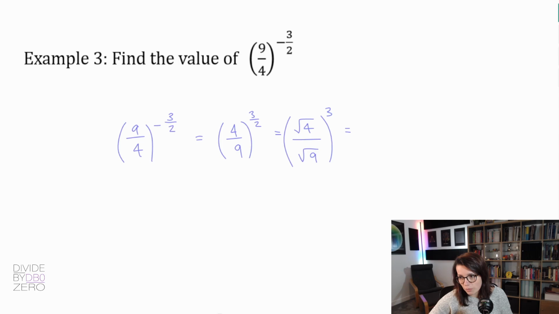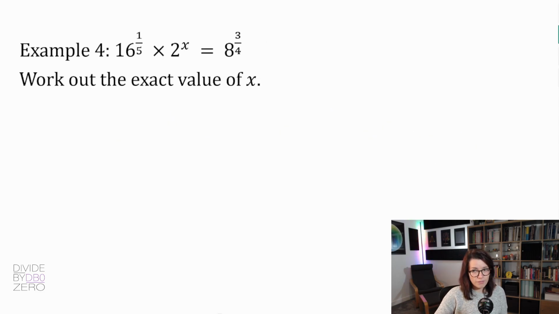So separately, that would be 2 over 3 to the power of 3, and then 2 cubed over 3 cubed, which is 8 over 27. Example 4. Involving some algebra. We've got 16 to the power of 1/5 times 2 to the power of x is equal to 8 to the power of 3/4, and we want to work out the exact value of x.